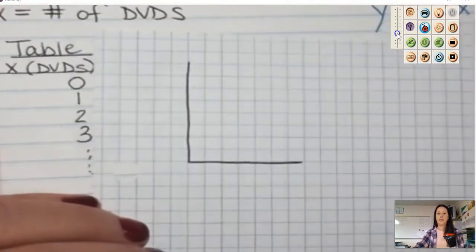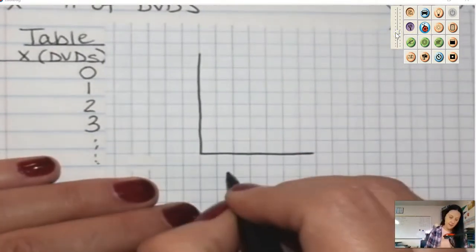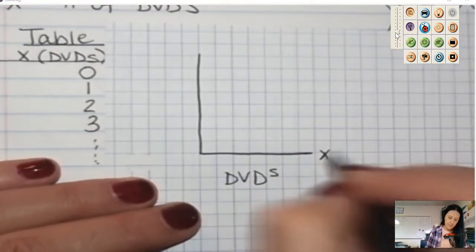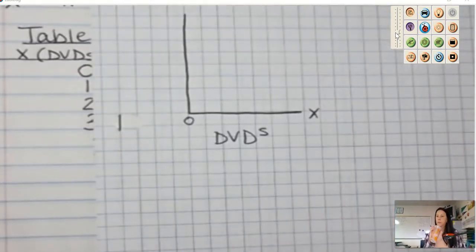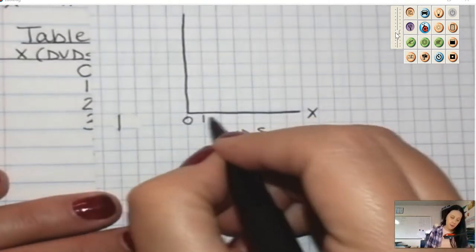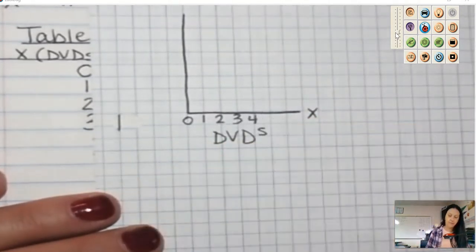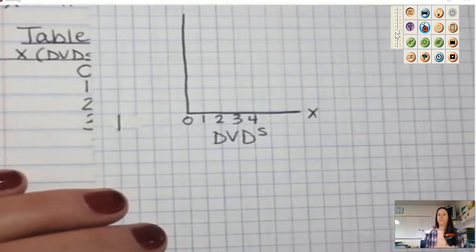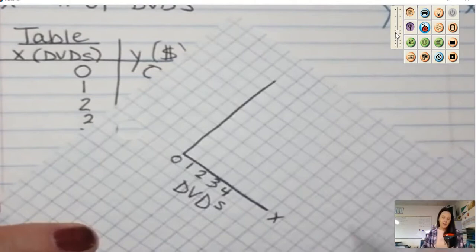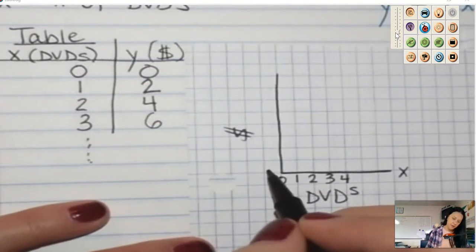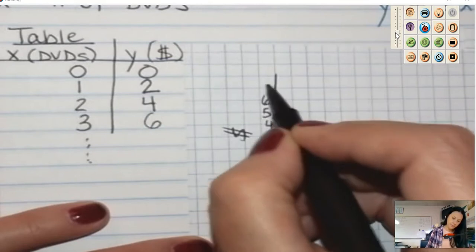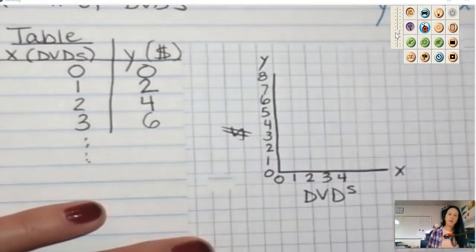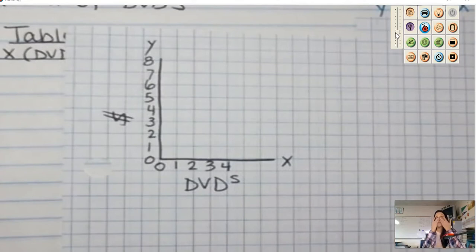For the x-axis, the x is going to be the number of DVDs. You always start with 0. I'm just going to go 1, 2, 3, 4, goes on forever. The y-axis is going to be the cost. I'm going to go by 1s there too. 0, 1, 2. You can go by 2s if you wanted to. You can go by whatever.